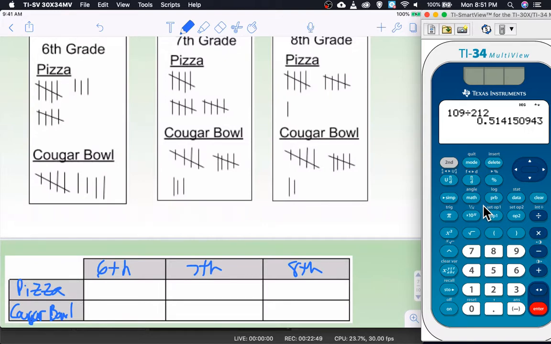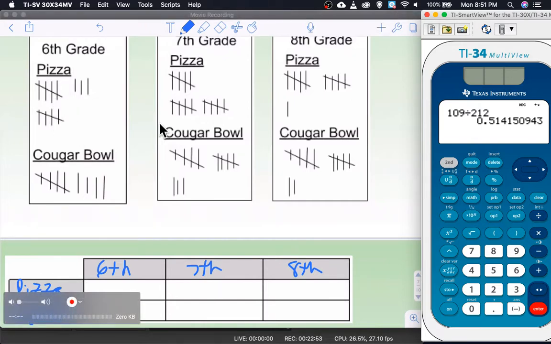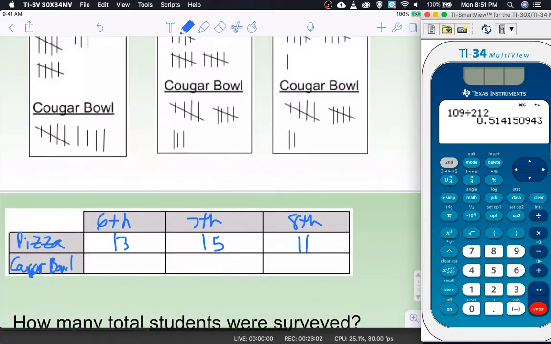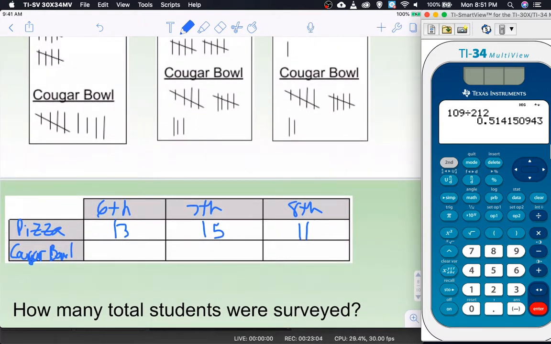All right, so you should have said in the 6th grade pizza, there is 5, 10, 13. In the 7th grade pizza, there is 5, 10, 15. In the 8th grade pizza, there is 11. In the 6th grade Cougar Bowl, there is 9. 7th grade Cougar Bowl, there is 13. 8th grade Cougar Bowl, there is 10, 12. So we've made our two-way table.